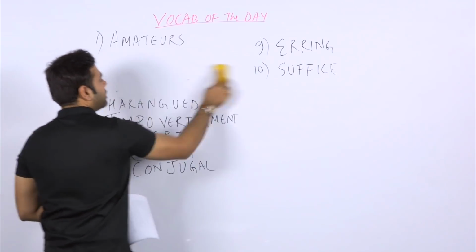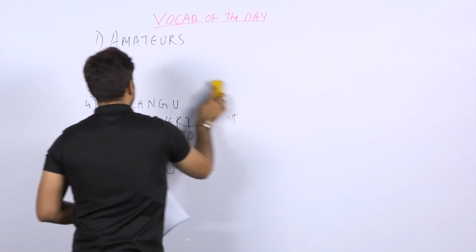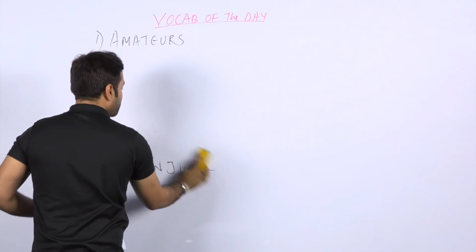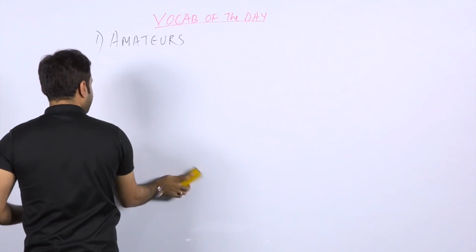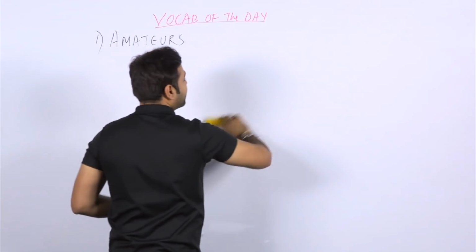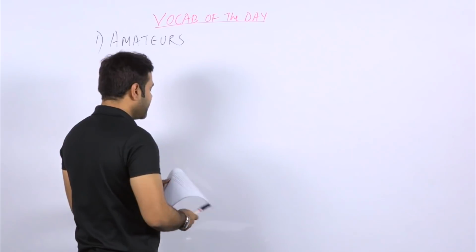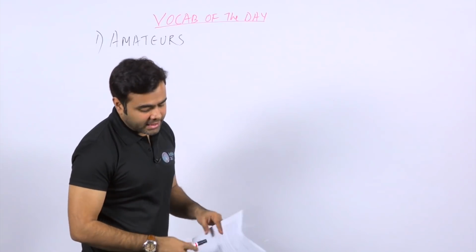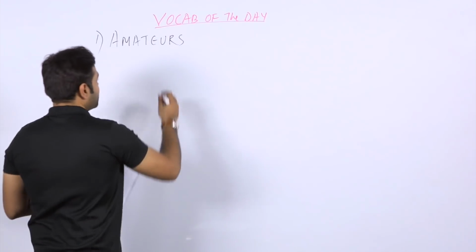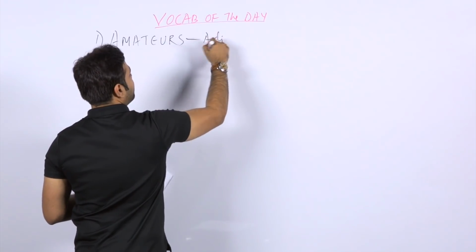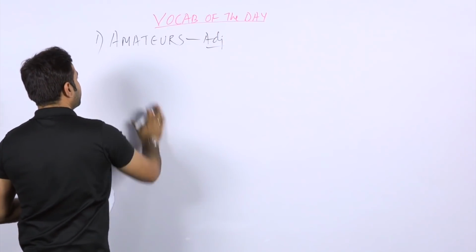So the first word we are going to discuss is amateur. It's not related to maturity, but it's something related to your pleasure. When you get pleasure related to something, it's like that, isn't it, students? So first of all, I'll let you know that it's an adjective. Okay, it's an adjective. Very good.